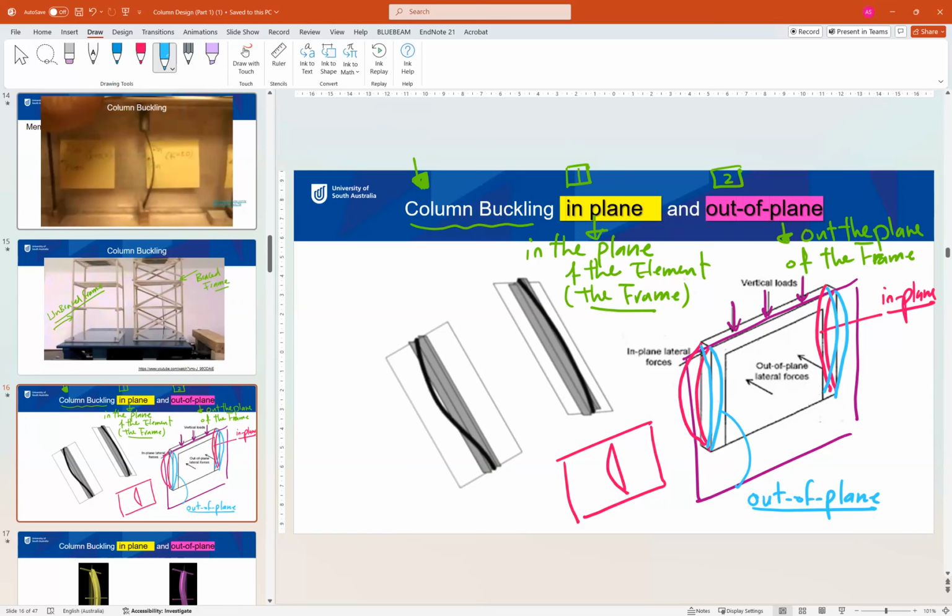So we actually have two directions of buckling. One of them, as you can see here, if this is the plane, this buckling happens within the plane, or in plane. And if this is the plane, this one happens out of plane.